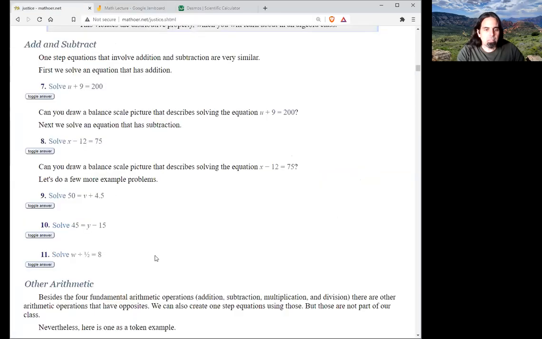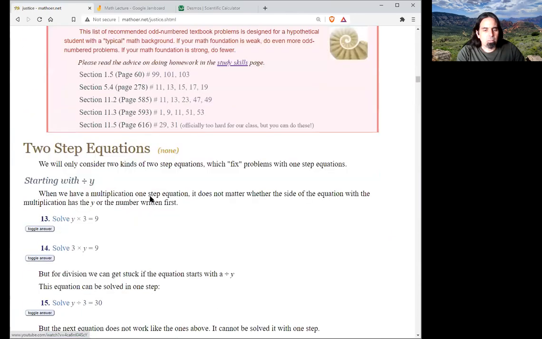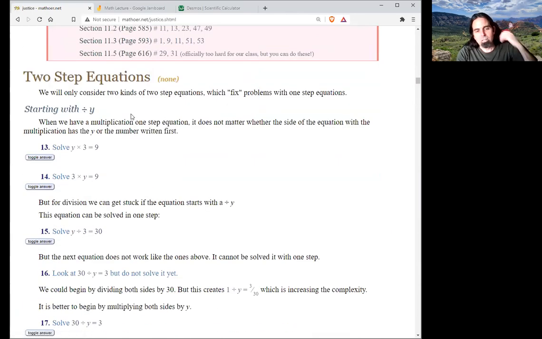And the last thing, do some more example problems if you want, is that there are 2-step equations. And I would urge you to look at this a little bit at home, but I'm not going to talk about it now. It would be too much all at once.